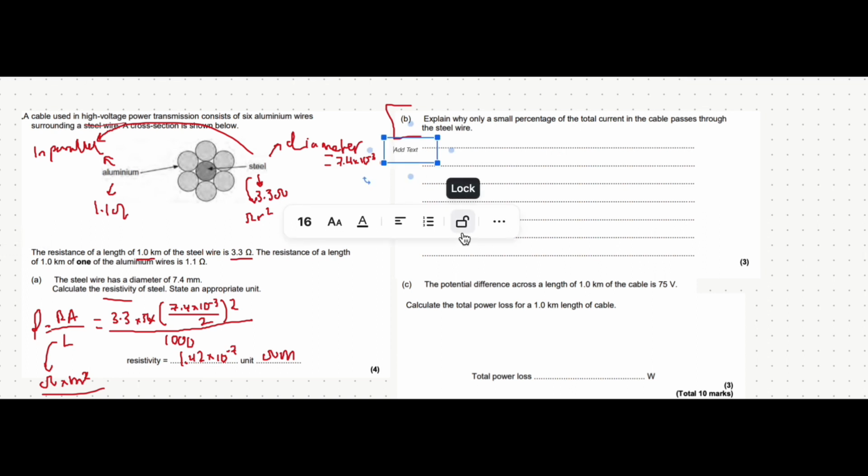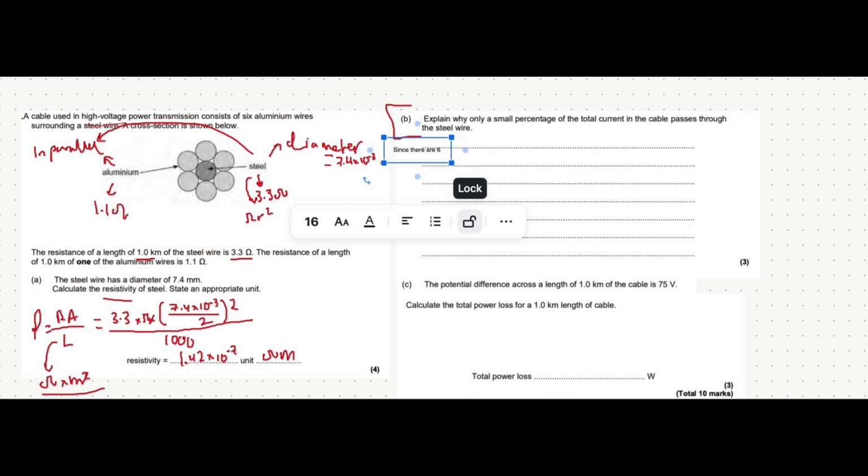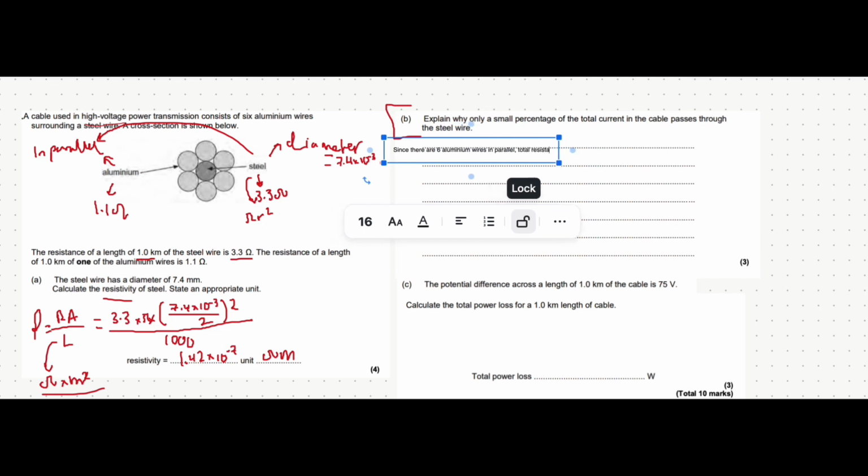Sorry if you find the typing a little bit annoying, you can skip ahead a little bit. Since there are 6 aluminium wires in parallel, the total resistance across all of them is lower.